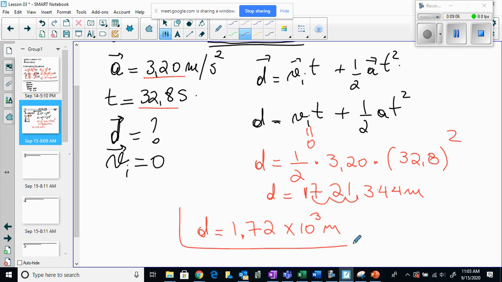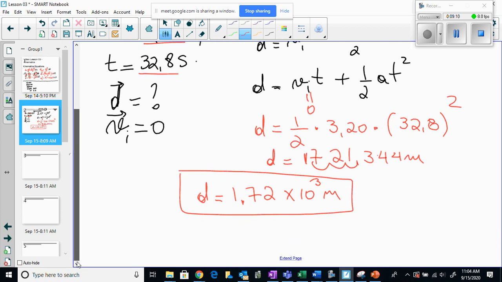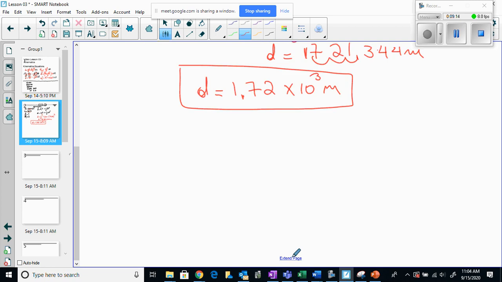meters. Now, very often you will see something like: record your answer into the form A dot BC times 10 to the power of D meters. And this is a numerical response answer.